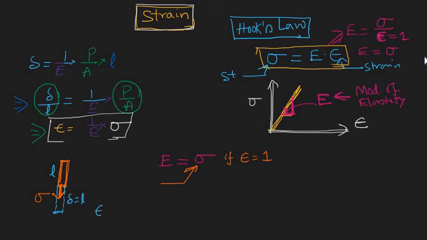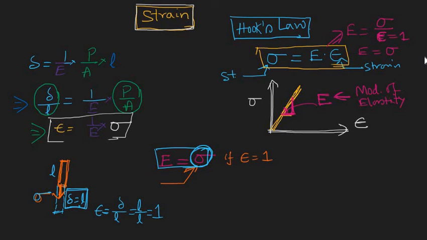So what is the strain in this case? Strain is equal to delta by L. Agree? And here delta is equal to L. So L by L is equal to 1. And now epsilon is equal to 1. That means E is equal to stress. So modulus of elasticity is the amount of stress that needs to be applied on any body to deform it with the equal amount of its length.